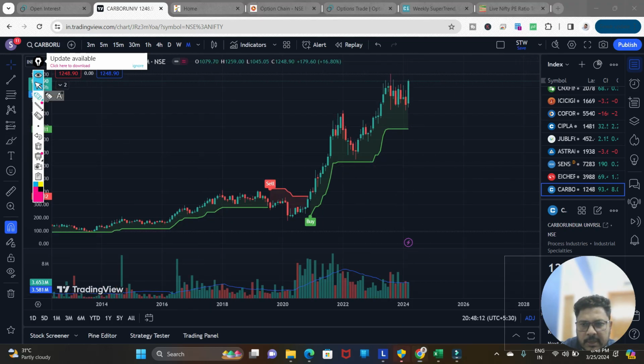So on a monthly time frame you got an entry at this level, you're still holding, and this is your stop loss. If the price closes below this Super Trend, you have to exit on a monthly time frame. So let's look at another stock, see if we can find something good.